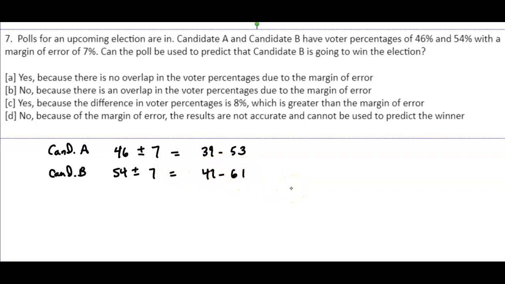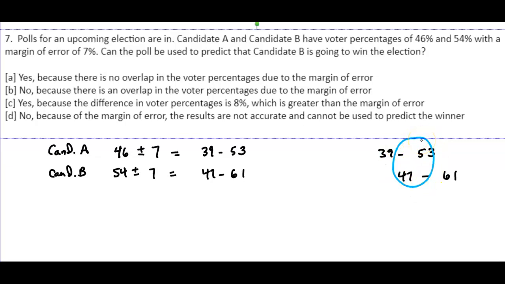Now we need to determine if there is an overlap. All right, so I'm going to sort of do it on a number line without really doing it on a number line. Candidate A is 39 to 53. Candidate B is at 47, which is between 39 and 53. So I'm going to put 47 right here somewhere, and it's on the high range. Candidate B is at 61, which is after 53. So you can sort of see here that there's going to be an overlap somewhere right here.